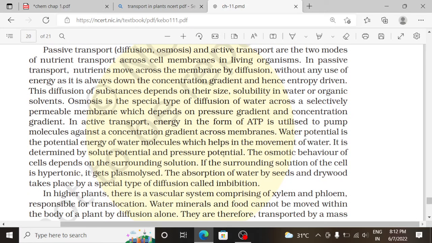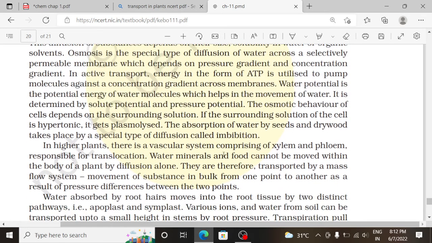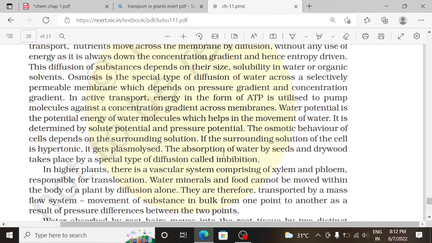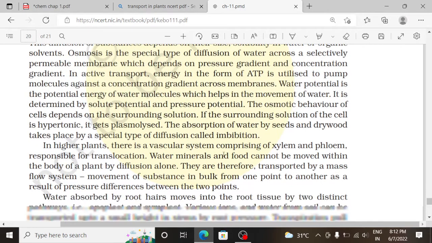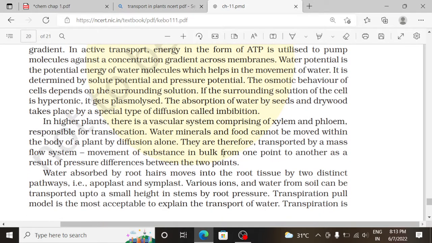This diffusion of substances depends on their size and solubility in water or organic solvents. Osmosis is a special type of diffusion of water across a selectively permeable membrane, which depends on pressure gradient and concentration gradient. In active transport, energy in the form of ATP is utilized to pump molecules against a concentration gradient across membranes. Water potential is the potential energy of water molecules which helps in movement of water. It is determined by solute potential and pressure potential.